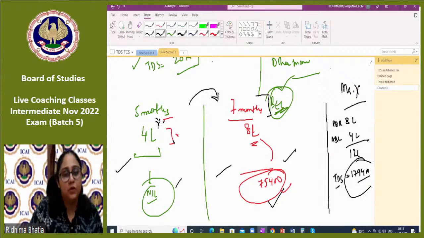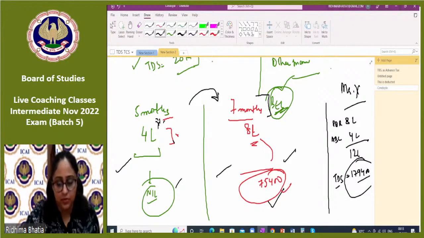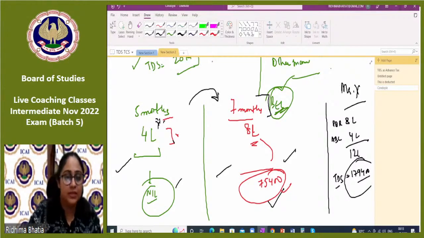किसी को कोई doubt? This explanation is the reason only of why the differences happen. 75,400 कैसा है? 3 lakhs पे 20% plus 12,500 plus 4%, 75,400. This is the tax liability.